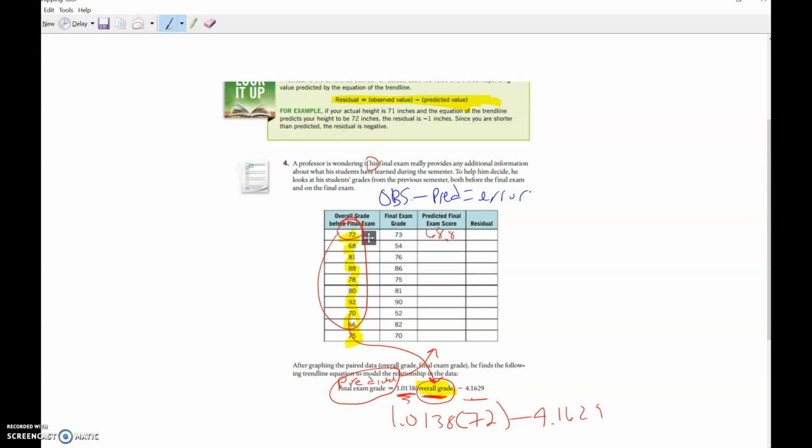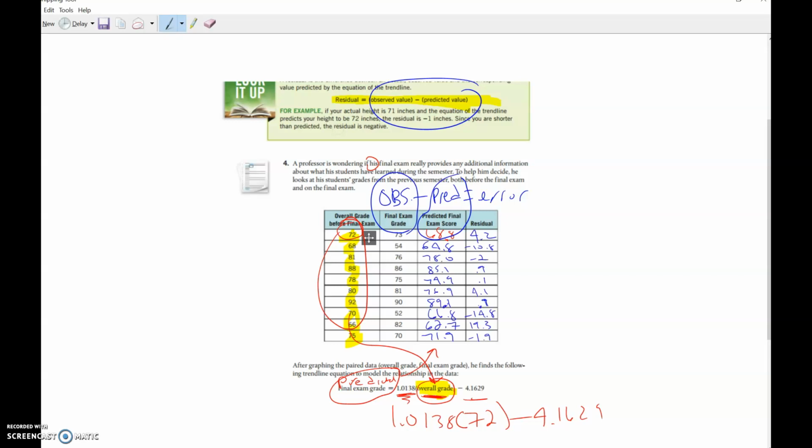So fill out this chart and then fill out this column. And again, this is your formula, and these are the observed right here. That's what really happened, and this is the predicted. So go ahead and get all your predictions, get all your subtractions, and then we'll chat.